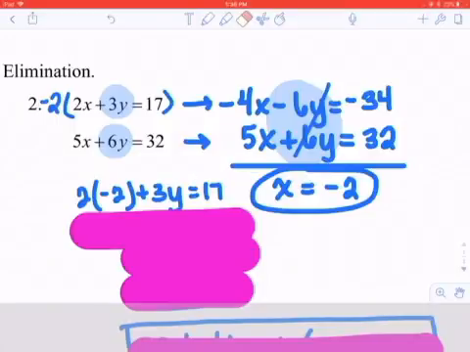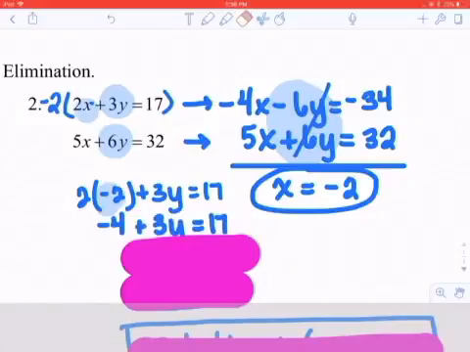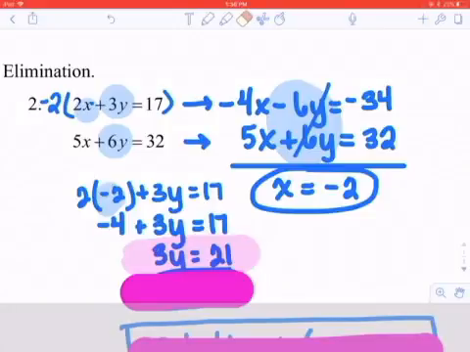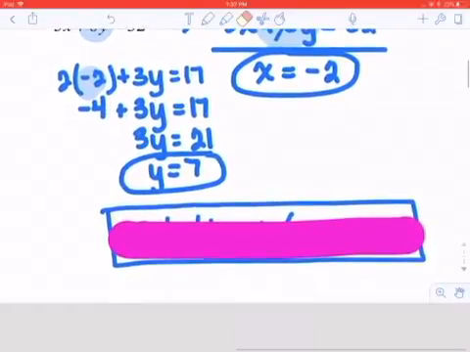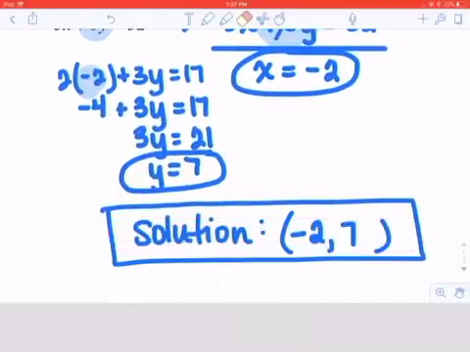So we're going to take that x value and substitute it into one of your equations. I picked the first one this time. So there's your negative 2. 2 times negative 2 plus 3y equals 17. Gives me negative 4 plus 3y equals 17. Add 4 to both sides. 3y equals 21. Divide by 3, and we get y equals 7. So our answer is negative 2, comma 7.